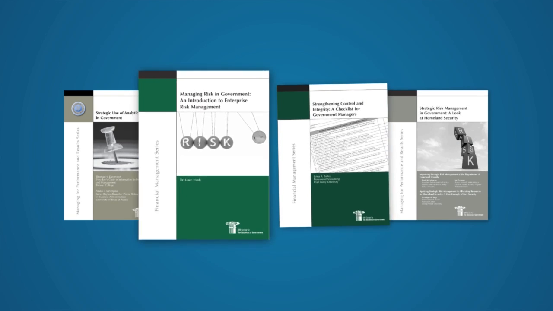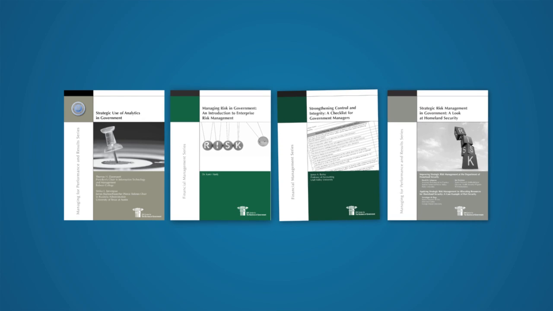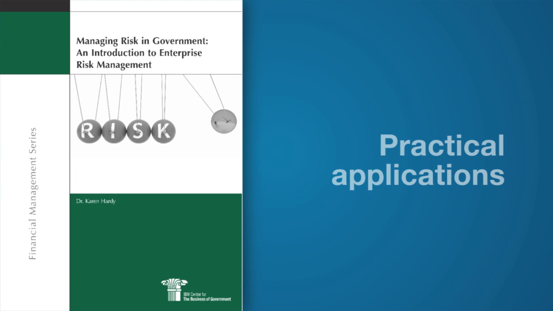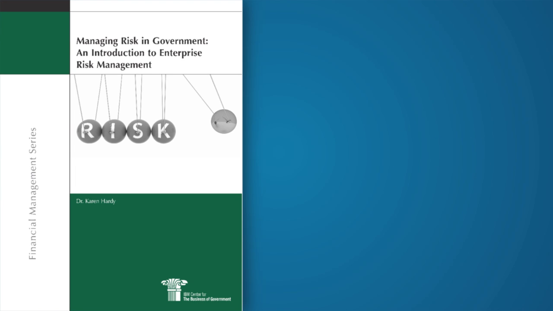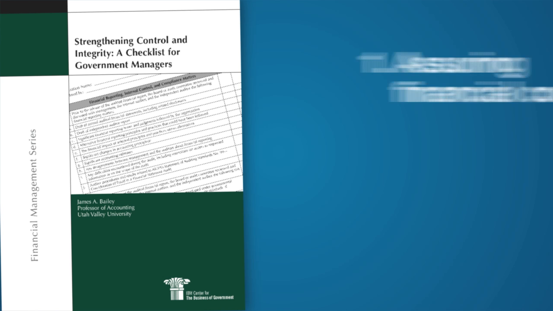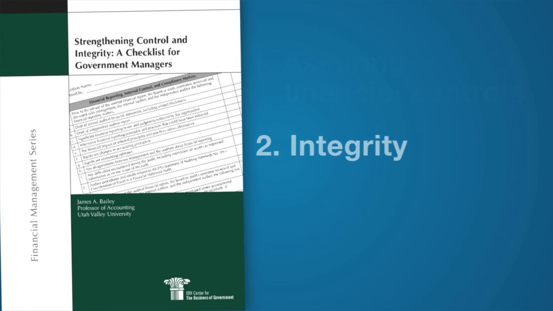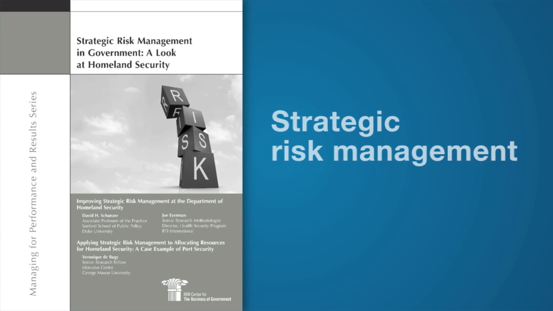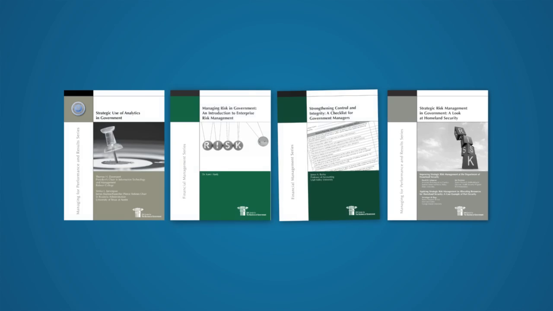The other reports provide 3 distinct complementary perspectives on the importance of managing risk. One provides a comprehensive overview and practical applications of risk management. Another focuses on 2 key aspects of risk management: assuring financial controls and integrity. The last looks at how the government can use strategic risk management at the Department of Homeland Security.